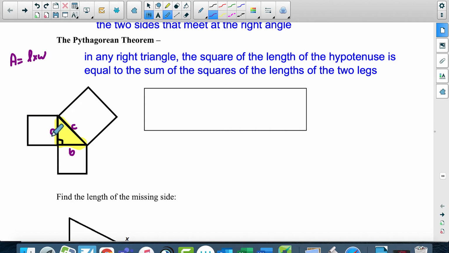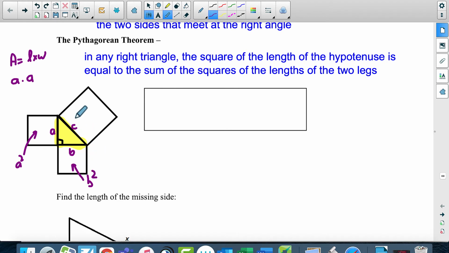So to get the area of this square right here, you'd be going A times A. Well, A times A is the same as A squared. So the area of this square right here is A squared. That's the area. Okay, similarly here, if we have B as this side, and we want to get the area of this whole square, we'd multiply length times width. This one's B, and how big is this side? Well, it's a square, so B times B. And B times B is B squared.